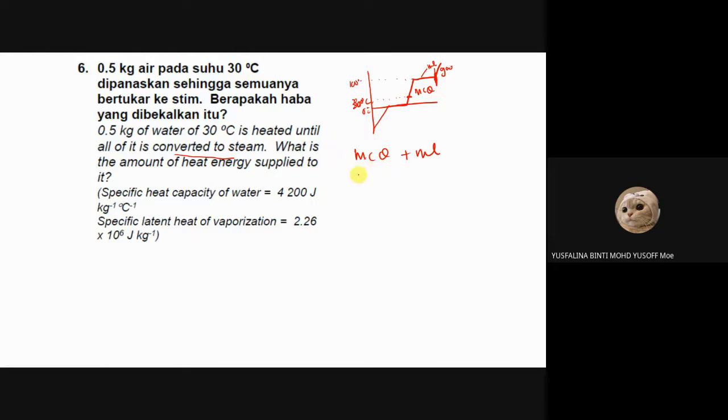So now you can use the formula. 0.5 is the mass. C is 4,200. How about the theta? The theta is 100 minus 30, because the temperature changes from 30 to 100 degrees Celsius, then it will start to boil. So 100 minus 30, plus M is 0.5 because it said all of it completely changes to steam. So the mass of the steam will also be 0.5. And L is 2.26 times 10 to the power of 6. So what is the answer for this one?